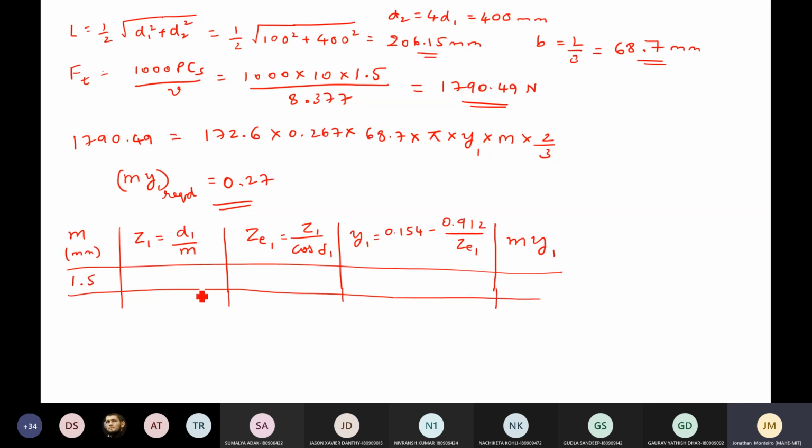If it is 1.5, then what about Z1? 66.67. So you have to approximate it to 67 here, because this is the number of teeth. With 67 as the value, then what will be ZD1? ZD1 can be a decimal value. 69.06.